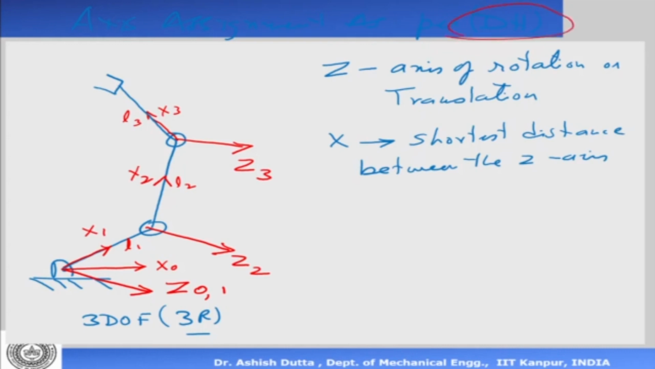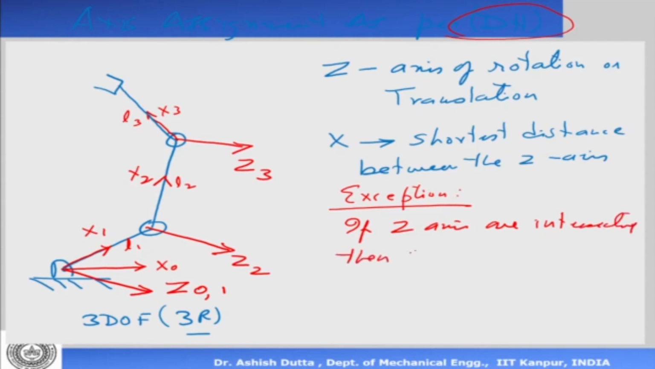There is one exception. Now the exception is if the z-axes intersect, then x is perpendicular to the plane containing the z's. Okay, so in this particular case, the z-axes are parallel to each other. They are not intersecting. But in case the z-axes are intersecting, then there is no shortest distance between them, right? So in that case, the x-axis is perpendicular to the plane containing the z-axes. Okay, so let's have a look at this case.